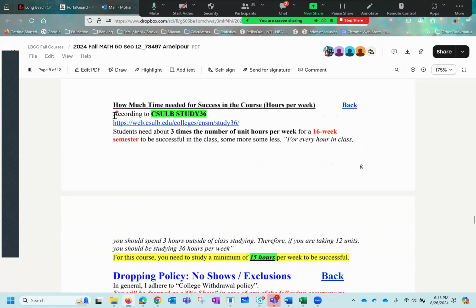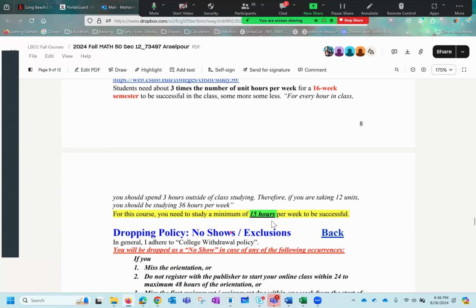The next thing, which is very important, it's called CSULB Study 36, and there's the website. And what it says is that we need 3 times the number of units to do well in a course. This is a 5-unit course, so we need 3 times 5, 15 hours per week to do well.